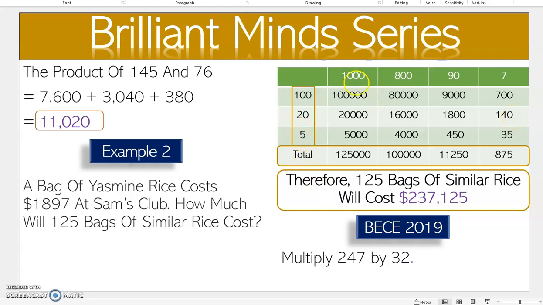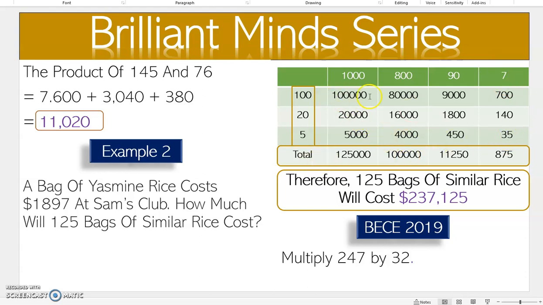And then we use 5 to multiply 1,000. That gives us 5,000. 5 to multiply 800 gives us 4,000. And then 5 multiplies 90, that gives us 450. And then finally, 5 times 7 gives us 35. And then we sum them up.